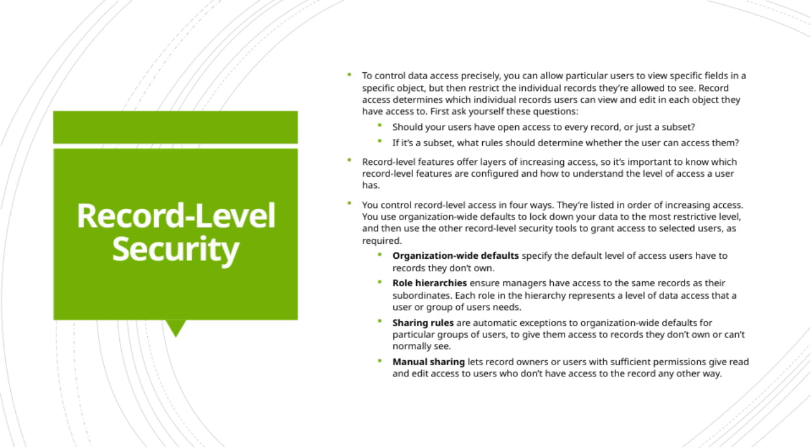Role hierarchies ensure managers can access the same records as their subordinates, with each role representing a level of data access needed by that user or group. Sharing rules act as automatic exceptions to the defaults, allowing certain groups of users to access records they wouldn't normally see or own. And finally, manual sharing lets record owners or users with the right permissions give access to individuals who otherwise wouldn't have it, whether for read or edit privileges. All these options together give you a flexible and layered approach to record-level security, helping you manage data access precisely while ensuring the right people see only what they need to see.